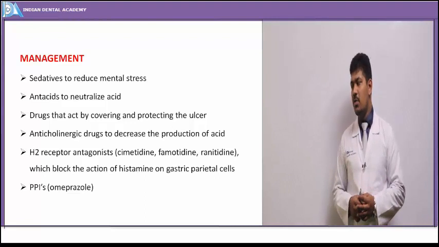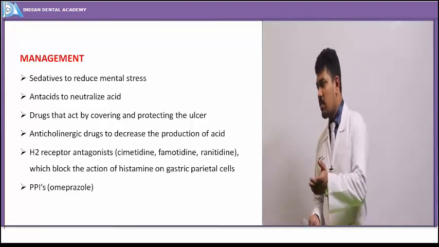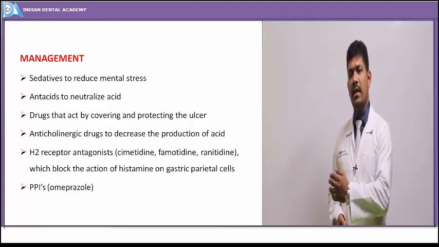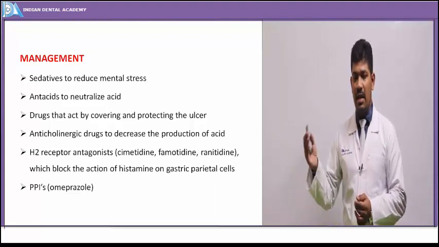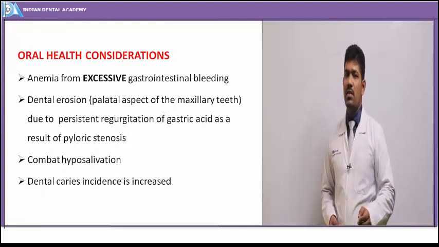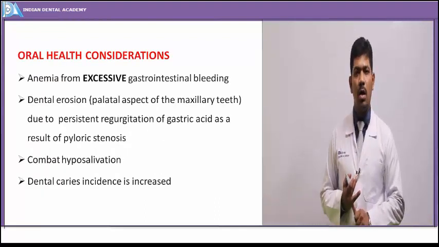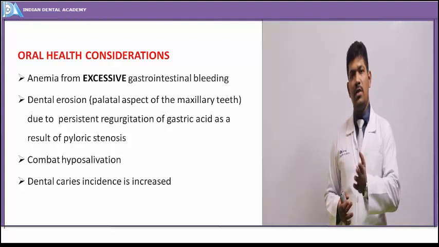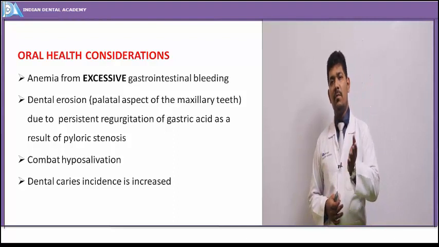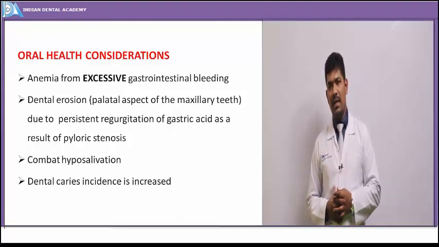The most commonly used is omeprazole, and again the mainstay of any kind of acid counteracting effects, that is an H2 receptor antagonist, can be given in these particular patients. Now the oral health considerations, primarily because of the huge amount of blood loss because of these perforations, we have iron deficiency anemia resulting from the gastrointestinal bleeding areas.